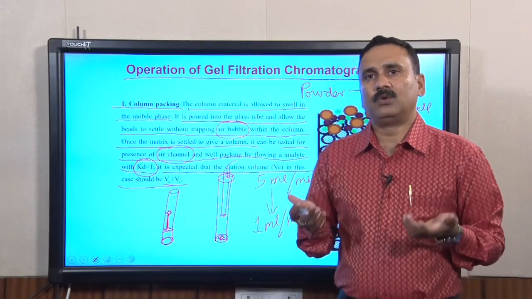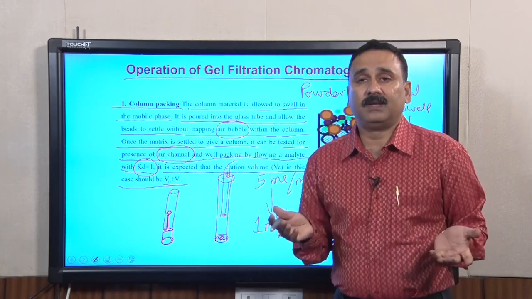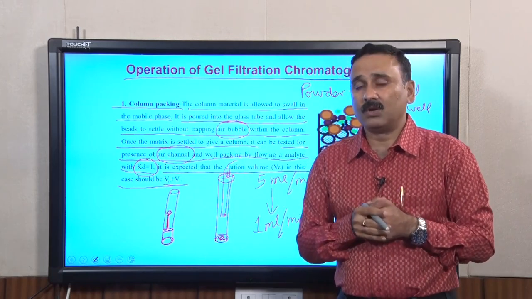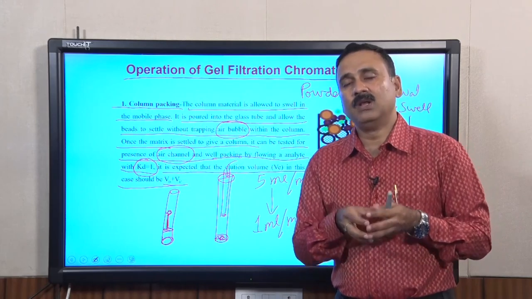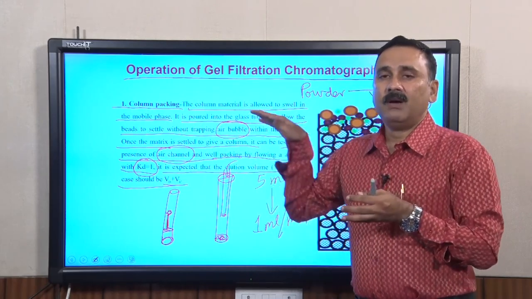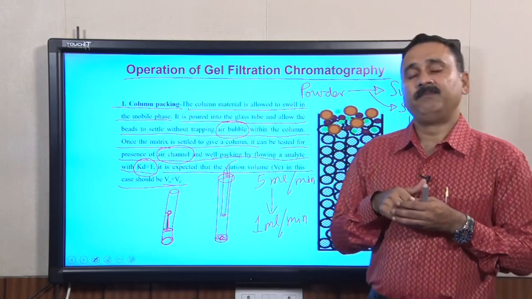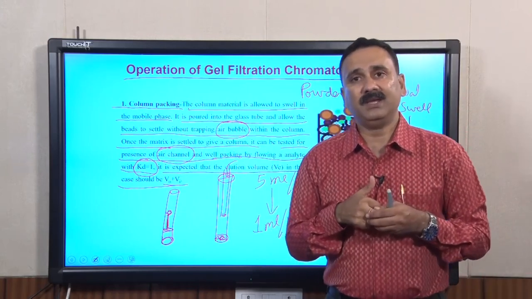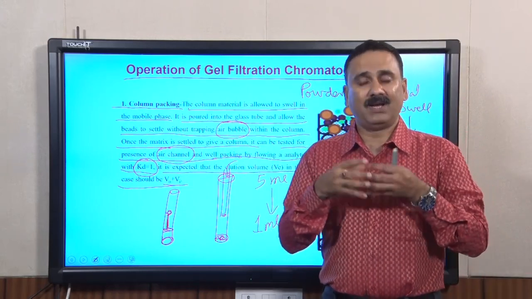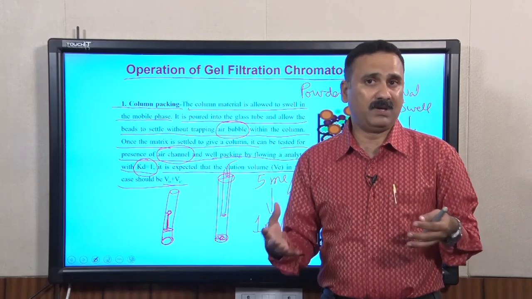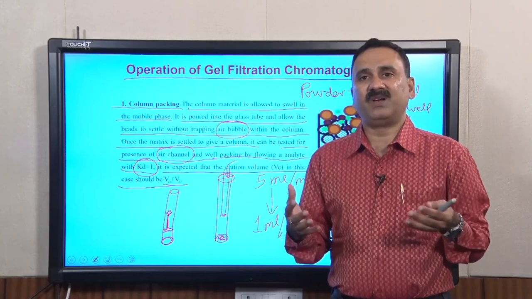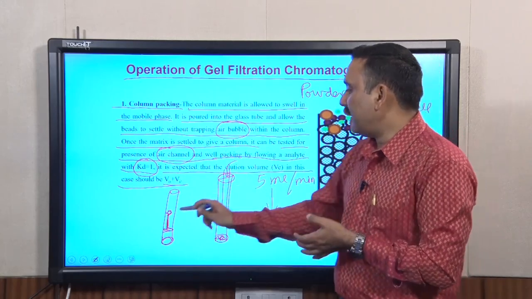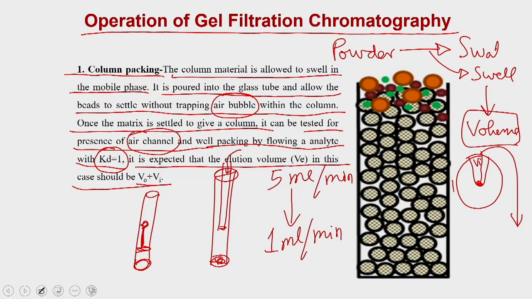What could this molecule be? The simplest molecule could be the water molecule, because water is the simplest and the smallest molecule which can be present on the bottom of these pores. But the problem with the water molecule is that you cannot monitor it until it is radio labeled, and we are not going to do radio labeled experiments just to know whether there is a channel or an air bubble present in this column or not.